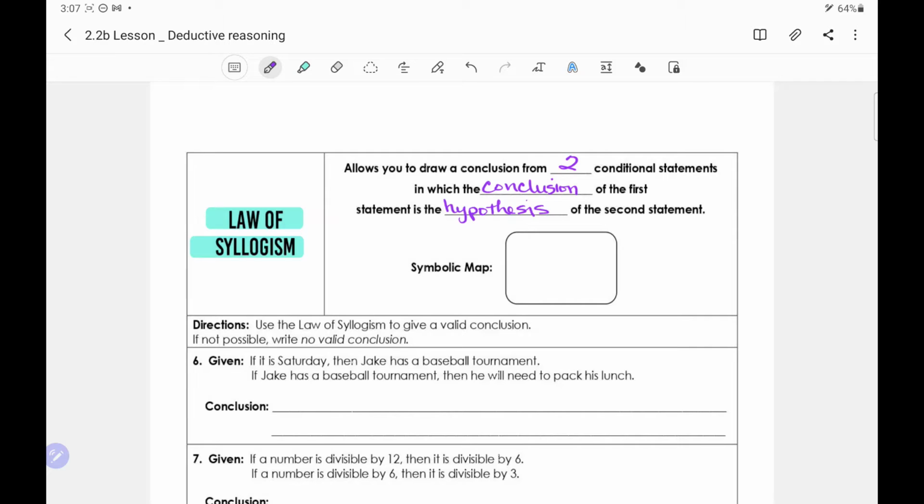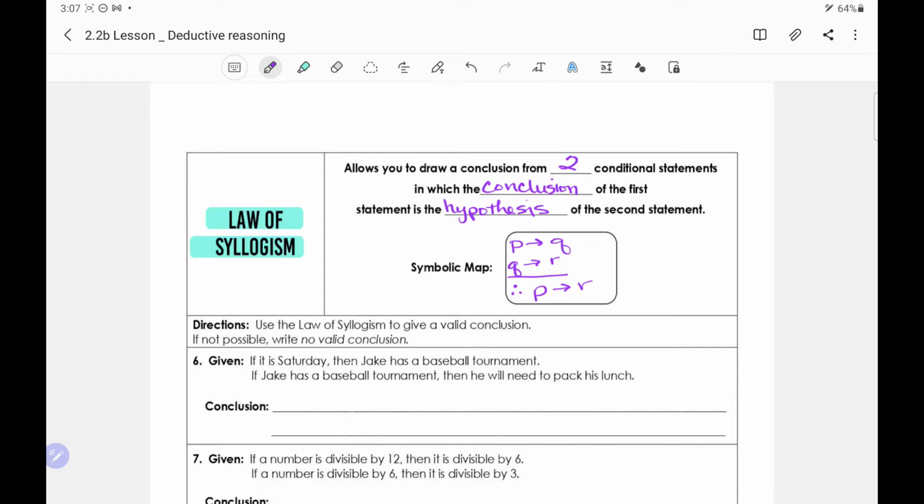The symbolic map looks like this. We say P implies Q, Q implies R. We're bringing in a third statement. That's what the R is. Therefore, P implies R. Okay, P implies Q, Q implies R, therefore P implies R.